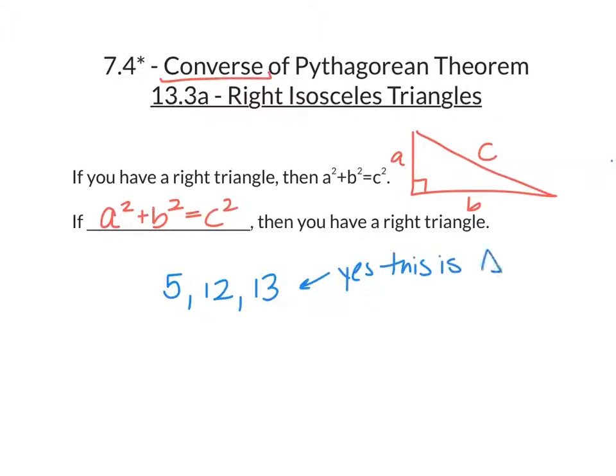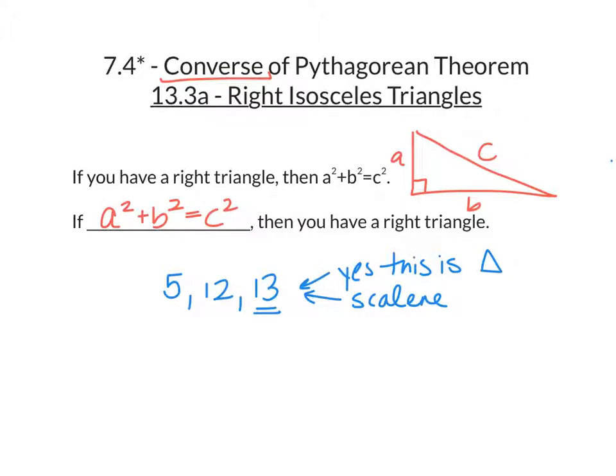But what I also want to do is say, how do I know what kind of triangle it is? Because the sides are all different, we can say that it's scalene. So that's classifying it by its sides. But what about by its angles? Some of you already know that this is a Pythagorean triple, but we know that this will make a right triangle because 13 is the longest side.